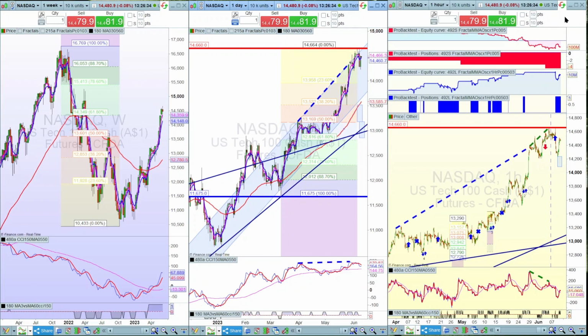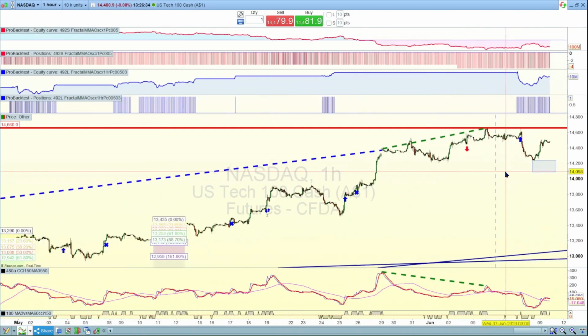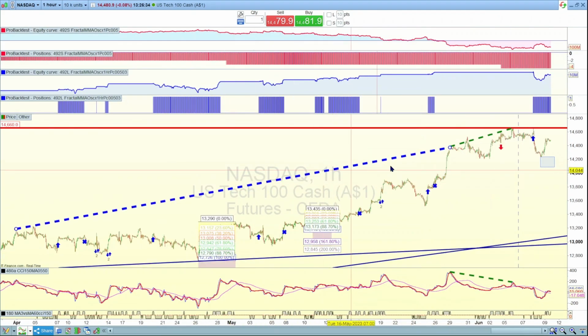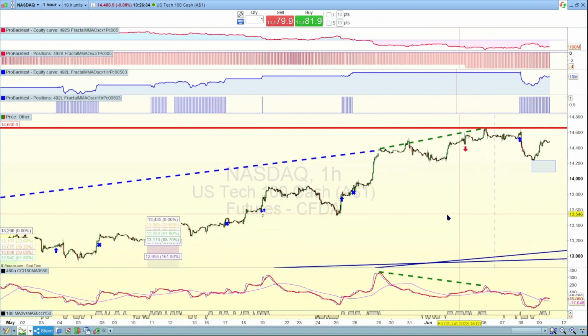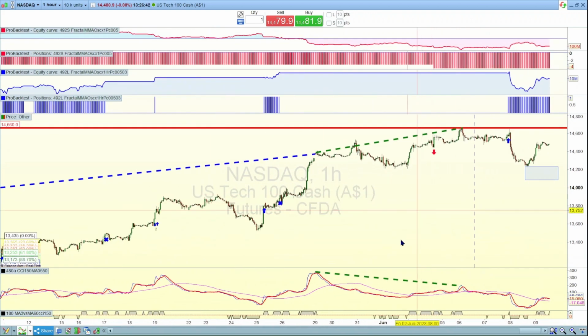On the hourly, if I zoom in, just ignore this dotted line. That's the daily divergence on the price chart. So what we're looking at here is this green dotted line, the bearish divergence on the CCI versus a bullish divergence on the price chart. Notice how the price has fallen off and it's starting to collapse, and the CCI is continuing downwards. That's our bearish outlook for the price as well.